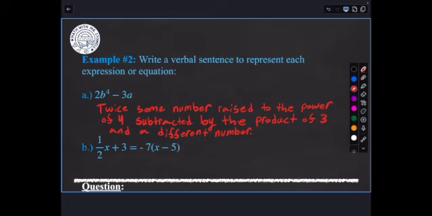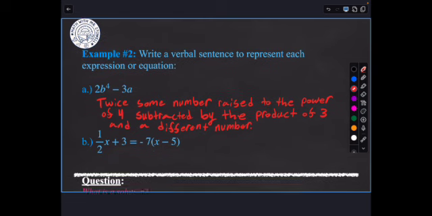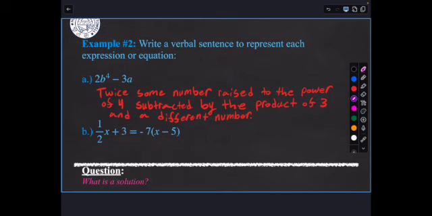Of course, you use the words to be able to describe it as well. But I'm just trying to say that you can use different words to mean the same thing. This is not the only way of saying this. Okay, this one, part B. We have 1 over 2.